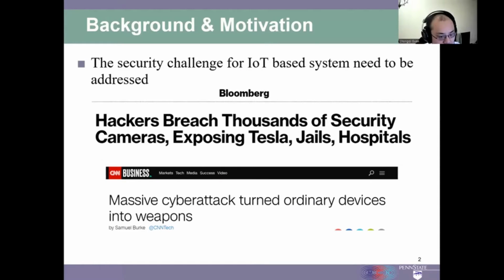I will first go through some background information here. There exist many threats to IoT-based systems due to their inherent vulnerabilities, which may be caused by the use of outdated or broken security modules, improper patch management, or just software bugs. Just like what I listed here, from time to time we can see news telling us that certain models of IoT devices are being hacked and people's security and privacy is under threat. Therefore, the security challenge for IoT needs to be addressed.